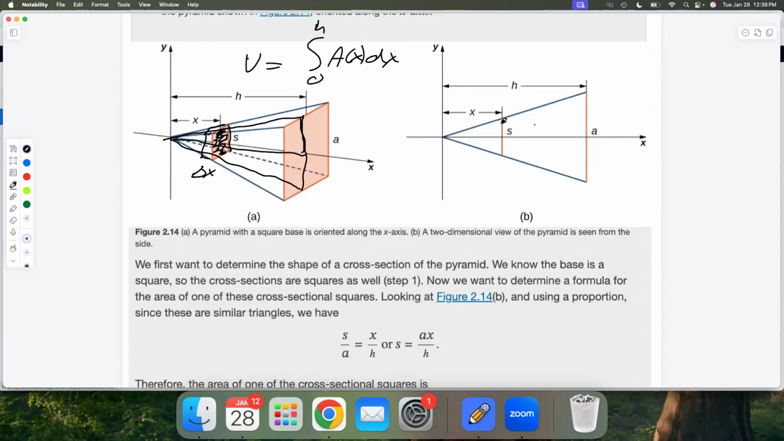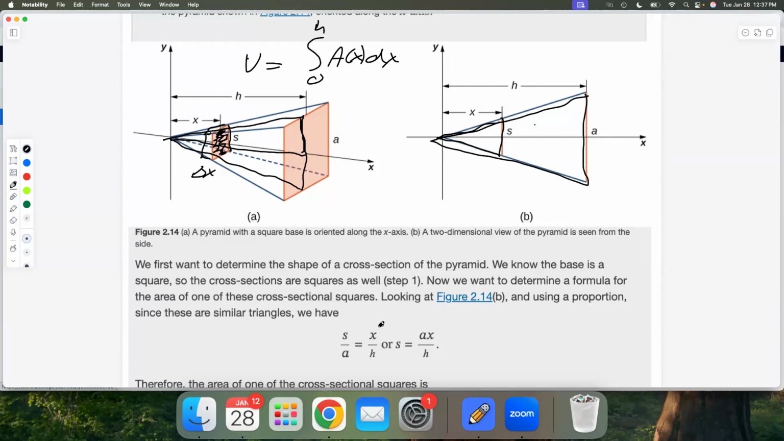So s relates to a. Here are my similar triangles: this triangle here and this entire triangle here. From the smaller triangle, s compared with a is the same as x, the height of the little triangle, compared to the height of the big triangle. s over a is the same as x over h.